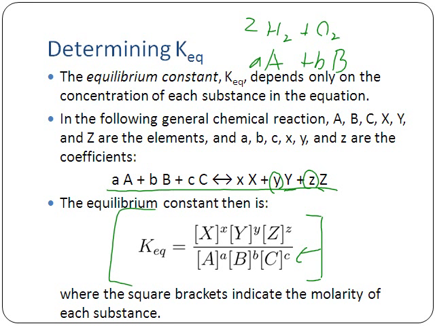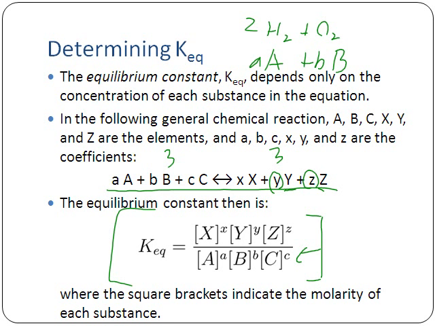Now, in this case we had three elements on each side. If you had fewer than that, you'd simply cancel it out. You wouldn't include those here. For example, if we had aA plus bB plus cC yields xX plus yY, with no Z, you'd just not use the Z there. It'd be just X to the x times Y to the y over A to the a, B to the b, C to the c. So it's possible you might only have one term on top or only one term on bottom. If we had more than three on each side, you'd put a fourth term on the top or on the bottom. And remember, the square brackets indicate the molarity of each substance. These are concentrations in molarity.